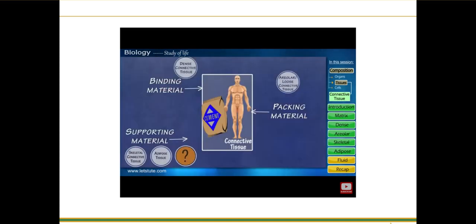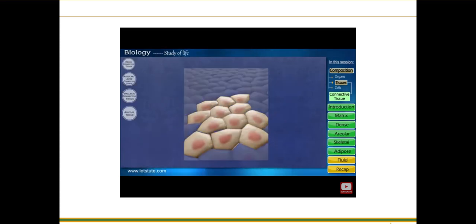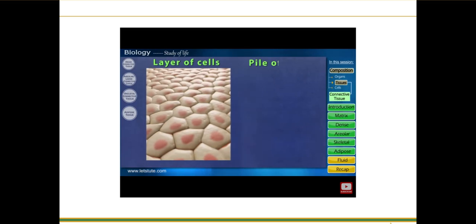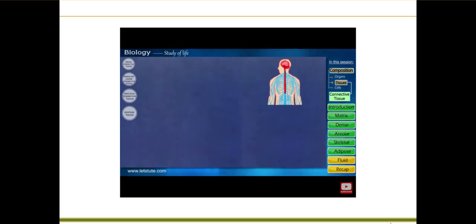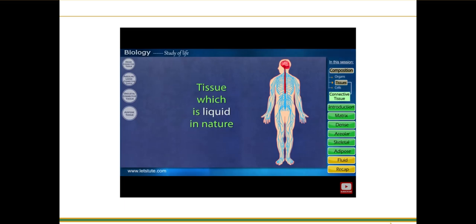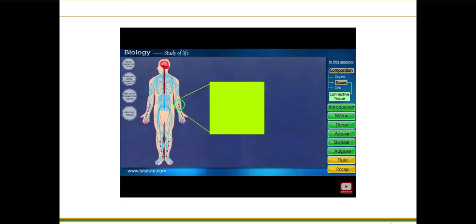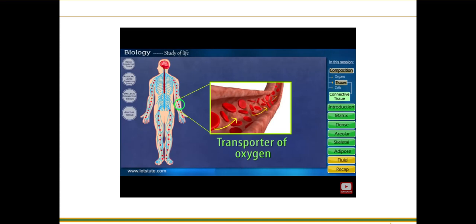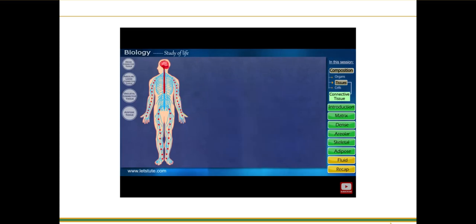This brings us to the last type of connective tissue. We've always seen a tissue like a layer of cells or a huge pile of cells. But what if I tell you that our body has a tissue which is liquid in nature? This fluid flows through your entire body and acts as a transporter of oxygen to all the parts of the body. Can you name this fluid in our body?